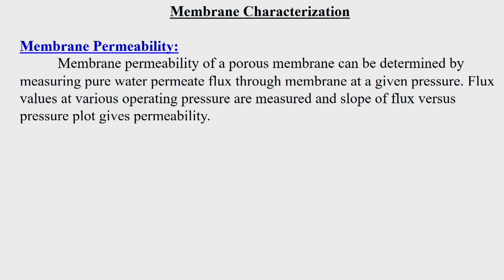Membrane permeability of a porous membrane can be determined by measuring pure water permeate flux through the membrane at a given pressure. Flux values at various operating pressures are measured, and the slope of the flux versus pressure plot gives the permeability. This is as per Darcy's law.